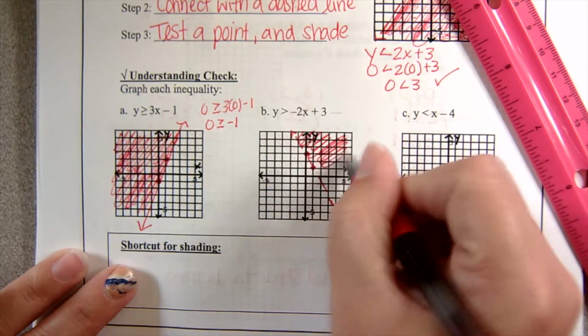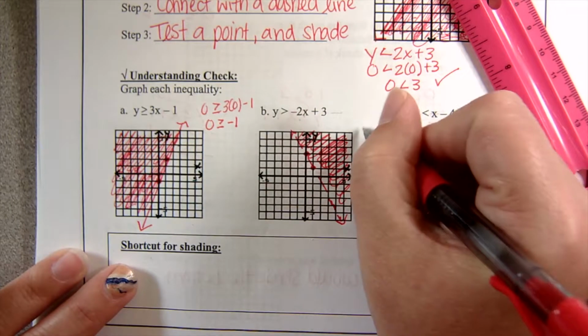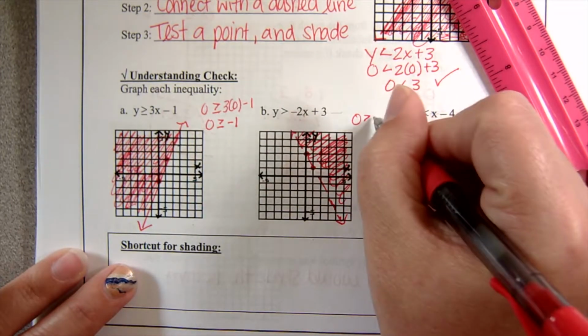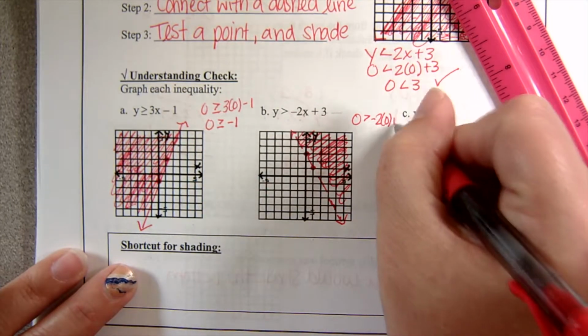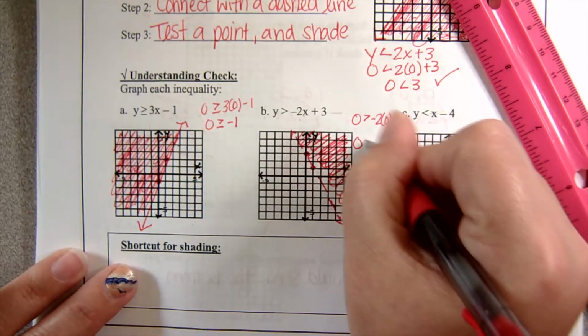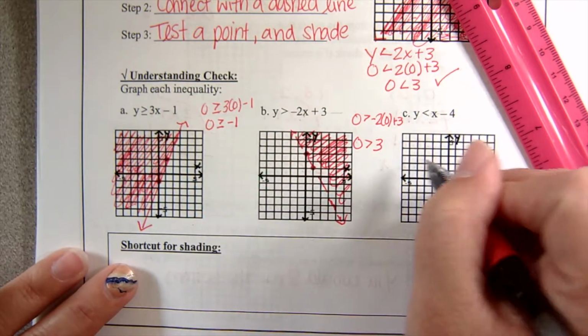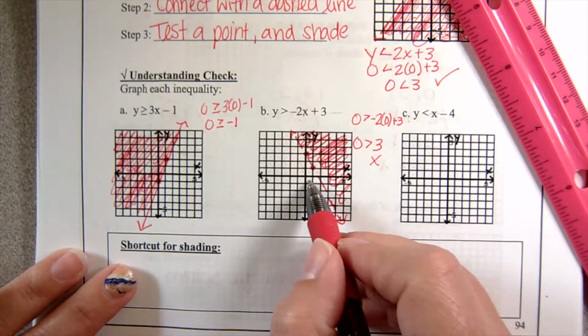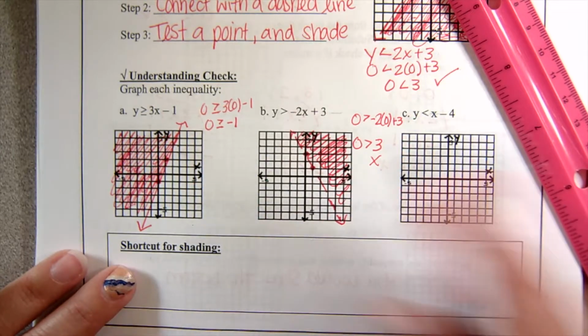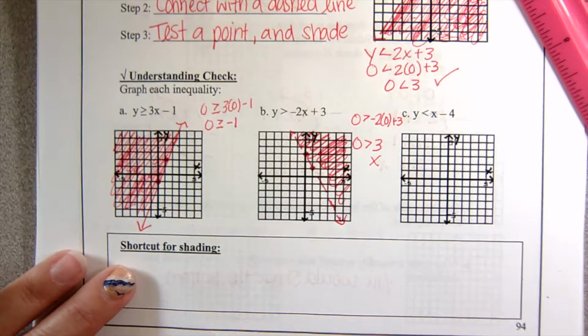So if you were not sure, again, plug in 0, 0. So 0 is greater than negative 2 times 0 plus 3. So 0 is greater than 3, which is not true. So I cannot shade the side that has 0, 0 on it. I have to shade the opposite side.